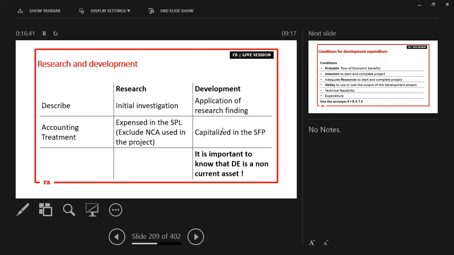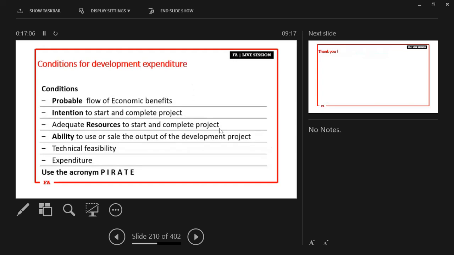Capital expenditure here means that development expenditure, Mr. Samuel, is a non-current what? Asset. Did you hear that? It is an asset. Could there be some question? For us to say development expenditure is an asset, there must be a criteria that we should follow, and it is known as the PIRATE criteria.